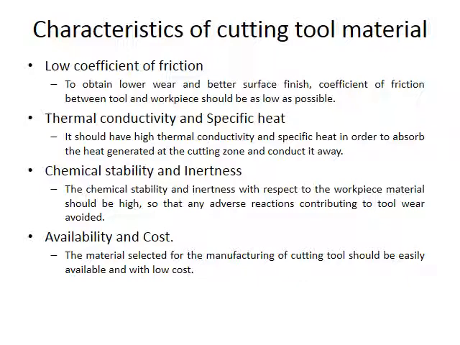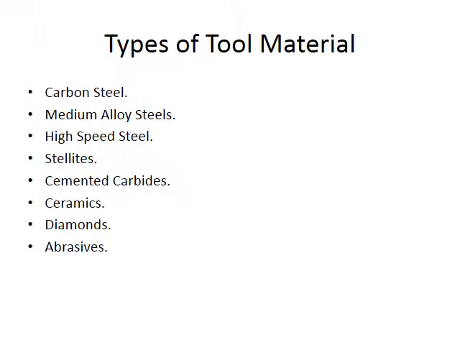And the last one, availability and cost. The material selected for manufacturing the cutting tool should be easily available in the market, and also an important thing is low cost. It is very, very important. So these are the 7 important properties or characteristics of cutting tool materials.